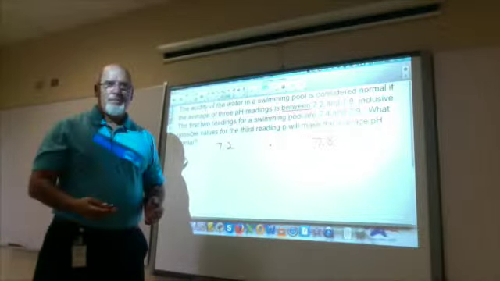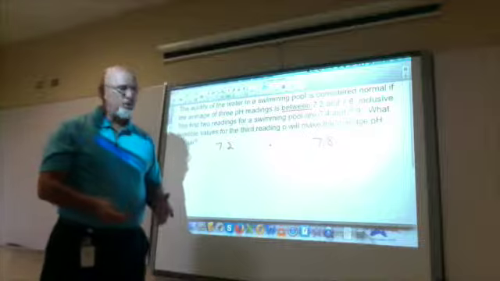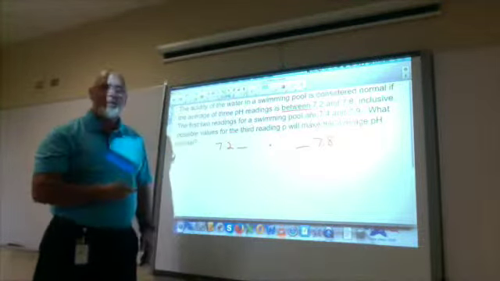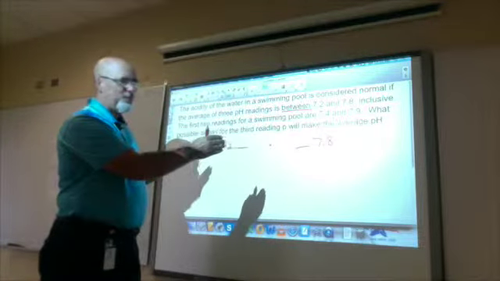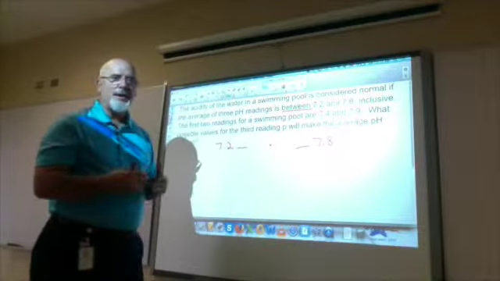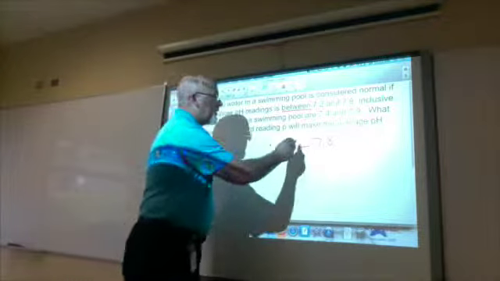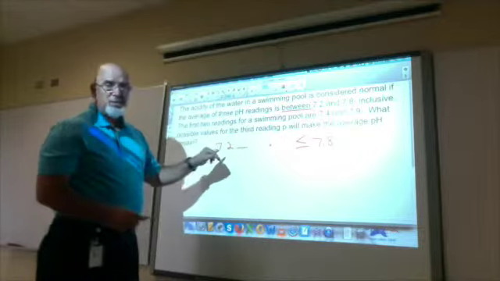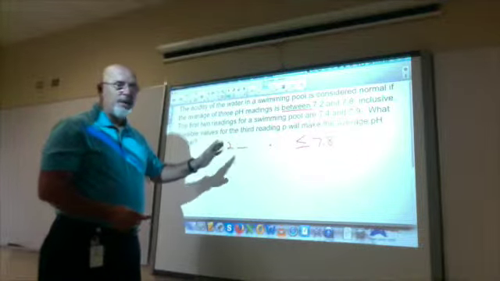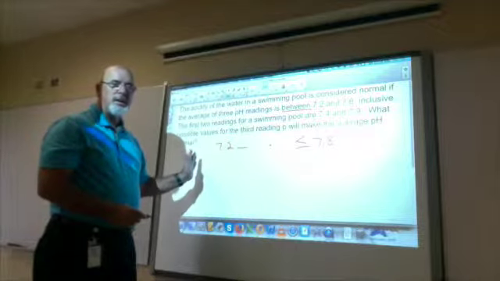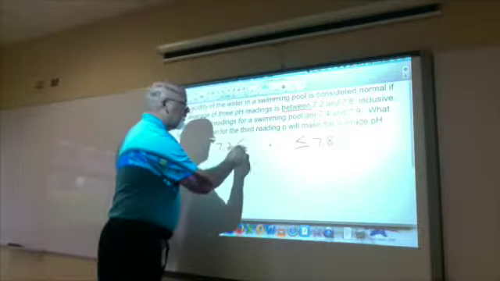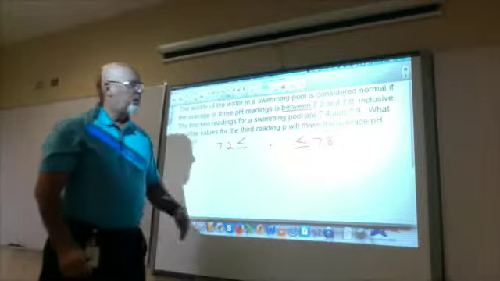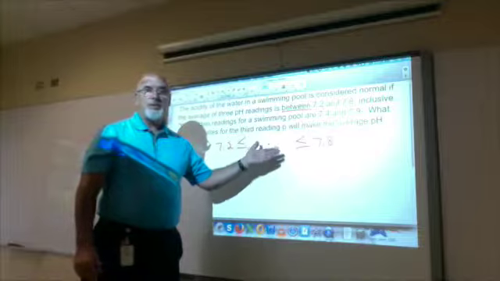Inclusive means that the 7.8 and the 7.2 are included in that. So we can put a bar here, or equals to bar. Since it has to be between 7.8 and 7.2, that means it cannot be more than 7.8. So it has to be less than. Since it has to be between 7.2 and 7.8, it can't be less than 7.2. It has to be more than 7.2. So whatever goes here has to be more than 7.2. The thing we've now got to figure out is what goes here in the middle.